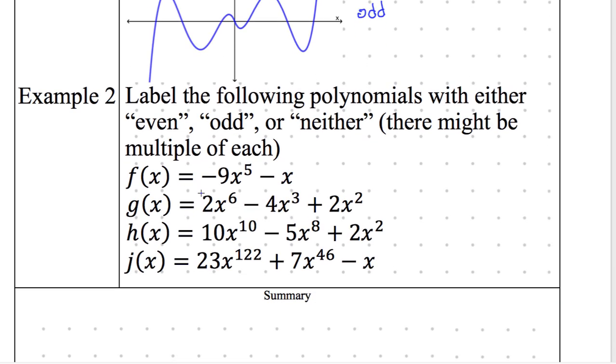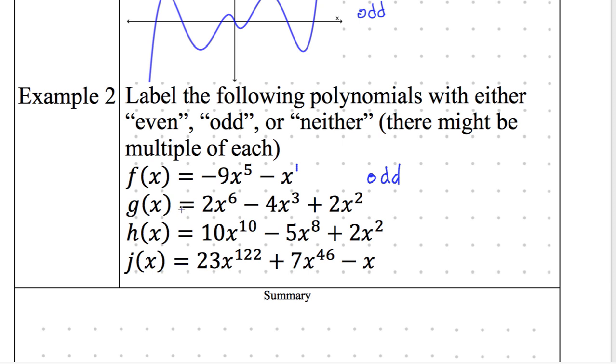All right, then we're on to example 2. So, now do the equations. Tell me if they're even, odd, or neither. All right, f of x. Who wants to do f of x? F of x. Stego. It is indeed odd because all of the exponents are odd. This is an invisible 1 there. So thank you, Stego.